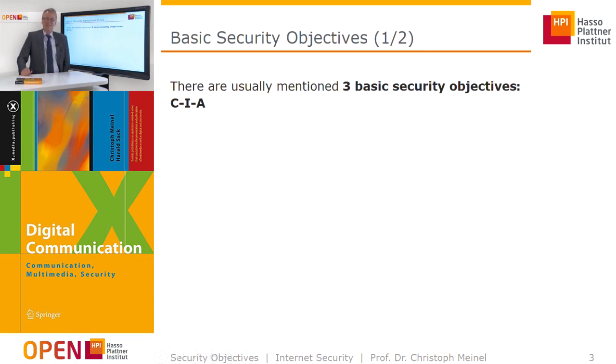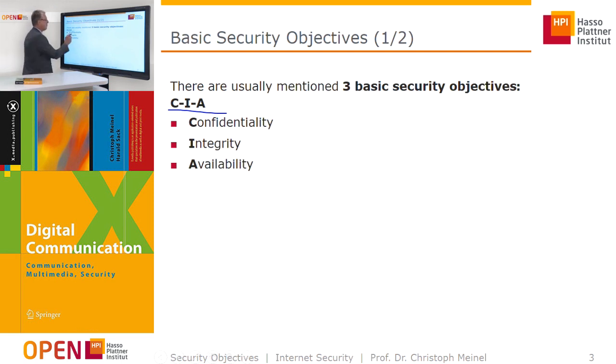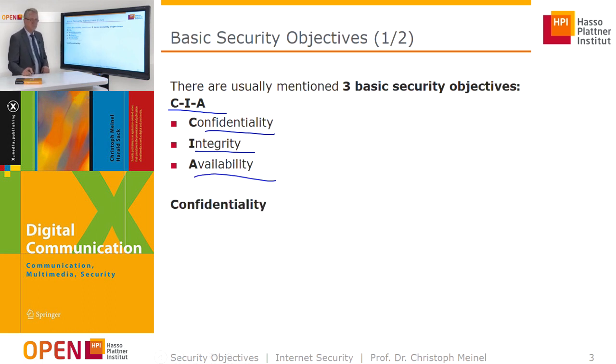There are some basic security objectives, and typically they are remembered as CIA. These are the three basic security objectives. C stands for confidentiality, I stands for integrity, and A stands for availability. Let's have a closer look at what these security objectives mean.